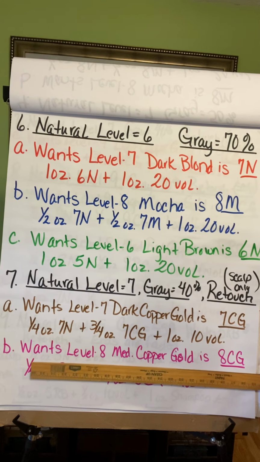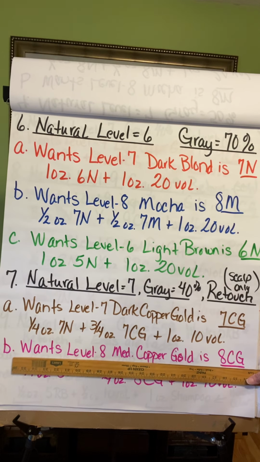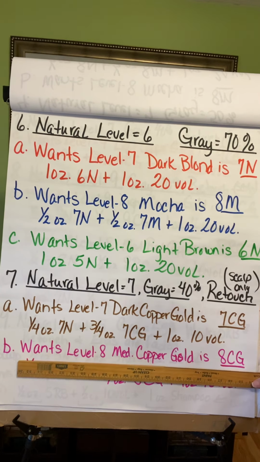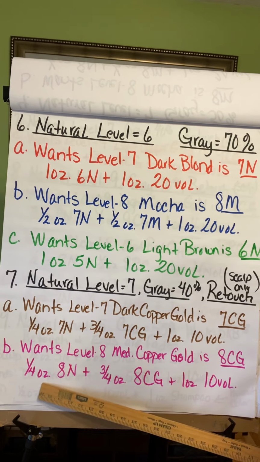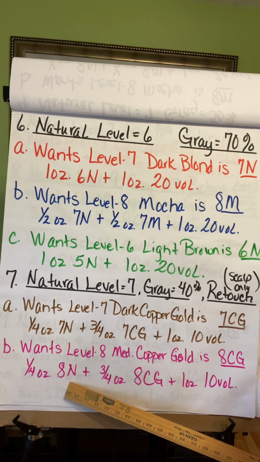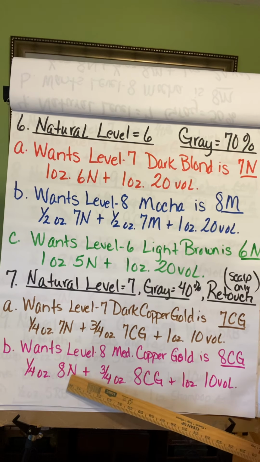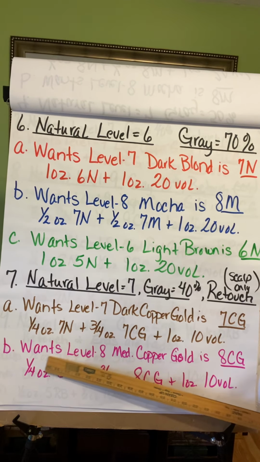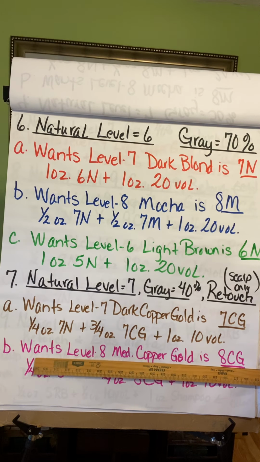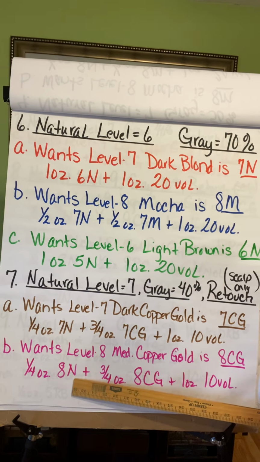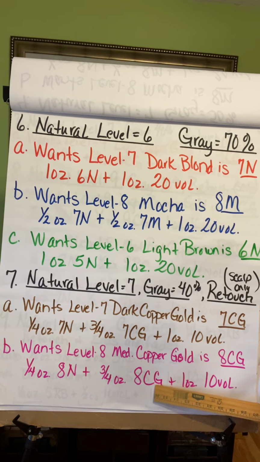B, she wants to be a level 8 medium copper gold, which is written as 8 CG. So when I look at this, copper's in the red family. So I know immediately that I'm going to have to add some natural in with that. Because if I don't, she's going to have hot roots. Okay? And we're doing a retouch on the scalp only. So her formula is going to be 1/4 of an ounce of 8N, because you got to add the natural in the same level that she wants. She wants to be a level 8, so you have to add the natural in the level that she wants. Plus 3/4 of an ounce of 8 CG, plus 1 ounce of 10 volume.